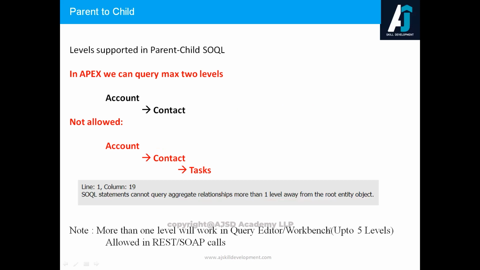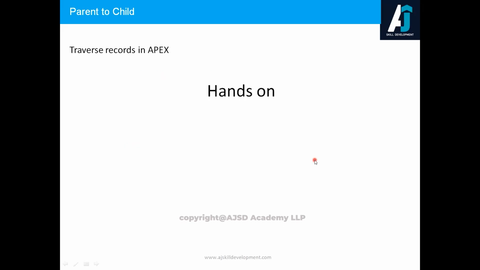But up to five levels are allowed if the same parent relationship SOQL is executed in the query editor. In developer console, we will be having the query editor, right? Using the query editor, if you are going to query, then five levels is allowed. Similarly, through workbench, if you are going to make a REST or SOAP call, then five levels is allowed. So this is allowed, okay, three levels. This is allowed in query editor as well as in workbench, but in Apex only two levels are allowed. So this is what it is all about, the parent to child relationship query in the standard objects.